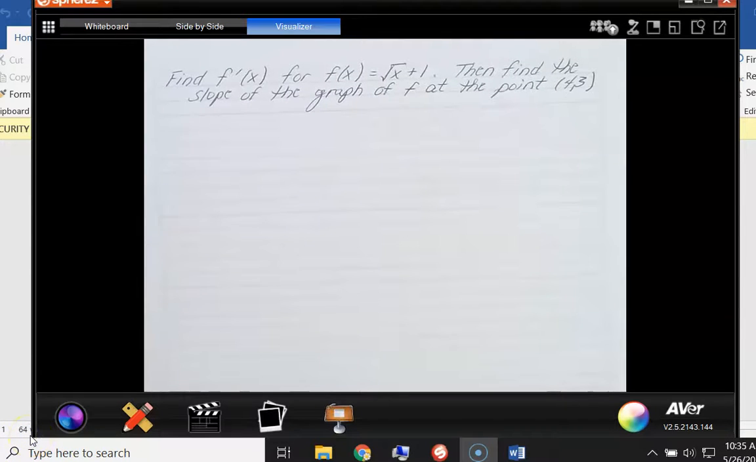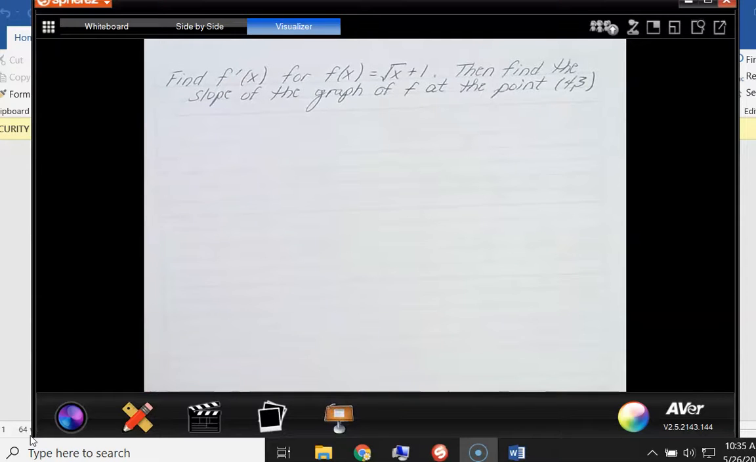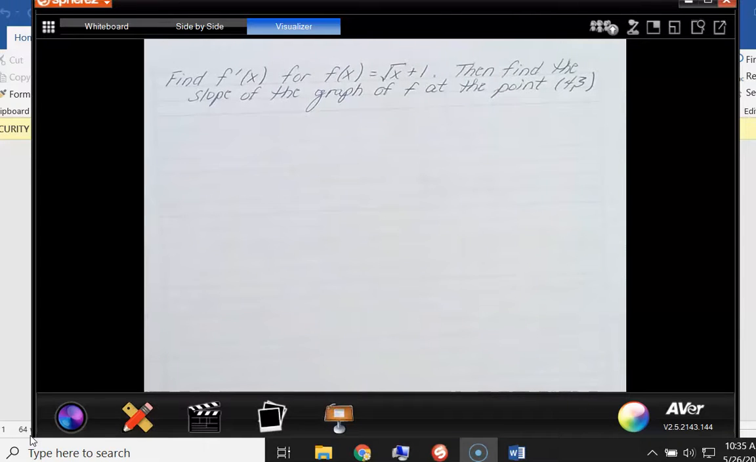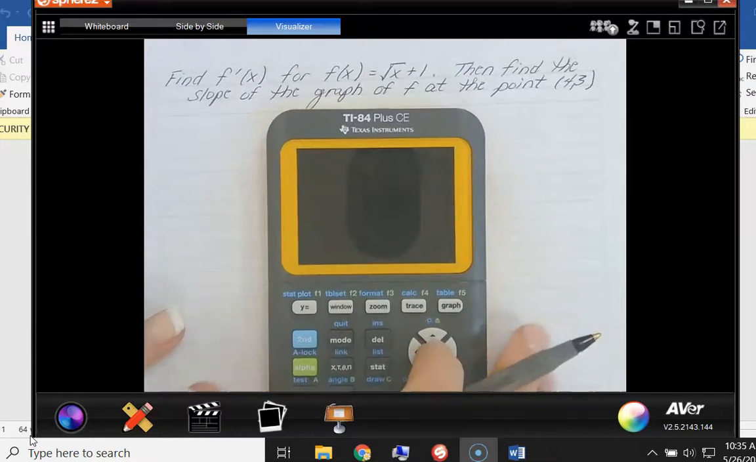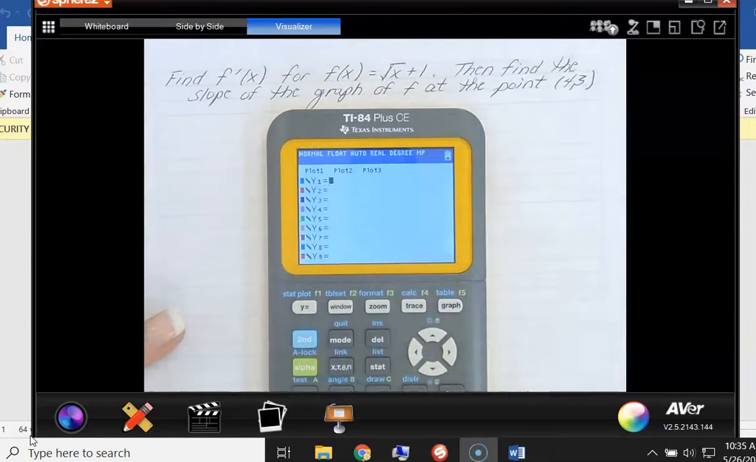Okay, jot down this example. Find f prime, that's how you read this, f prime, for f of x equals the square root of x plus 1. Note the plus 1's outside. Then find the slope of the graph of f at the point 4, 3. So if you graph this, let's try that first. I can get that set up while you're copying down this example.